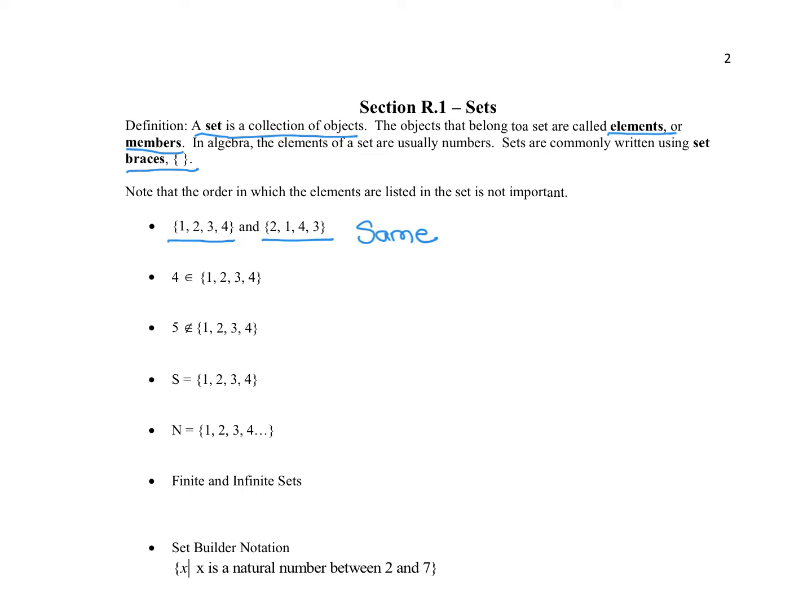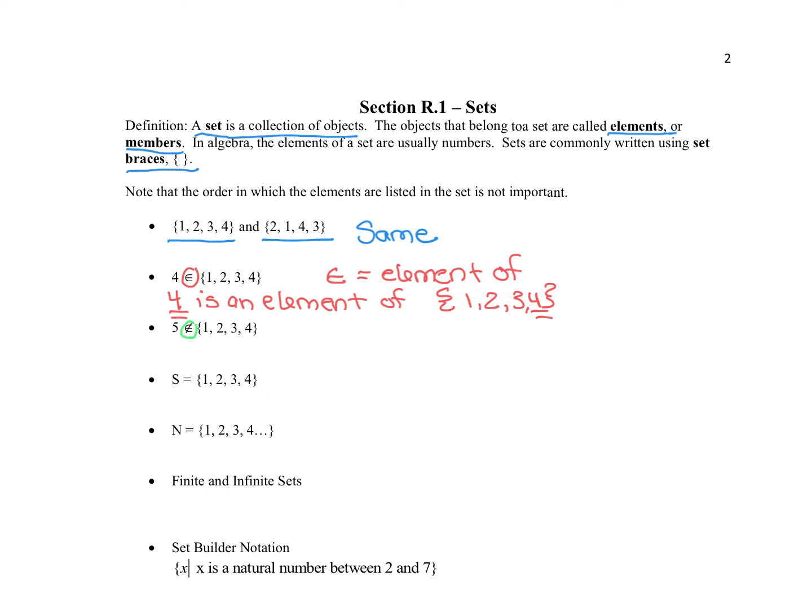This symbol right here, which you write by making a C and then putting a little line, means element of. So this is saying that 4 is an element of the set, we know it's a set because it has the braces, 1, 2, 3, 4, which is a true statement because we can see that 4 is inside of the set.